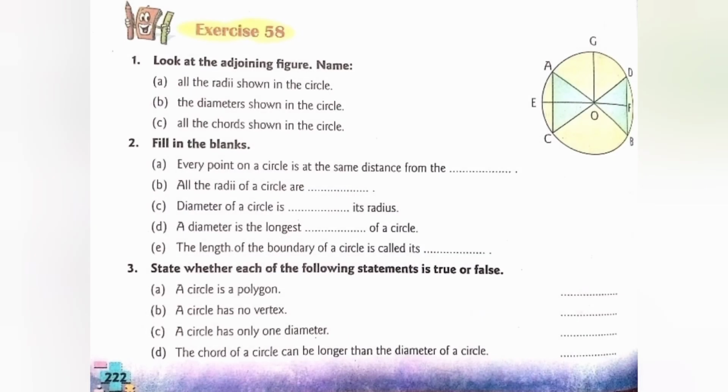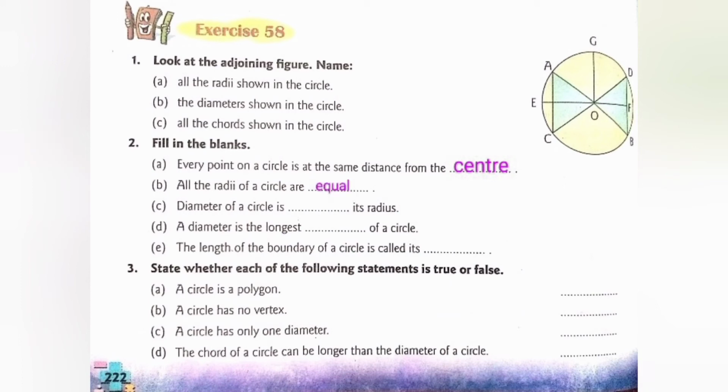Question number 2. Fill in the blanks. Part A. Every point on a circle is at the same distance from the dash. So every point on a circle is at the same distance from the center of the circle. So here we will write center. Part B. All the radii of a circle are dash. So all the radii of a circle are equal. Here we will write equal.